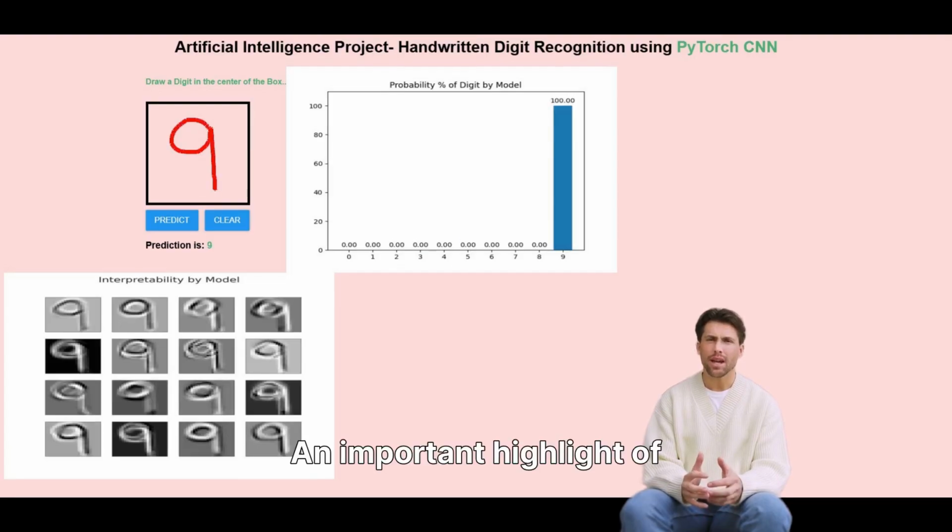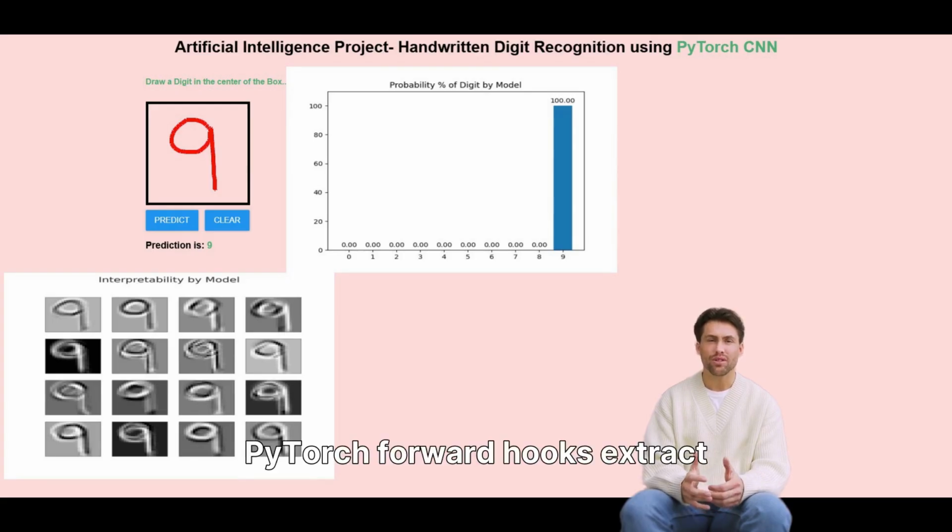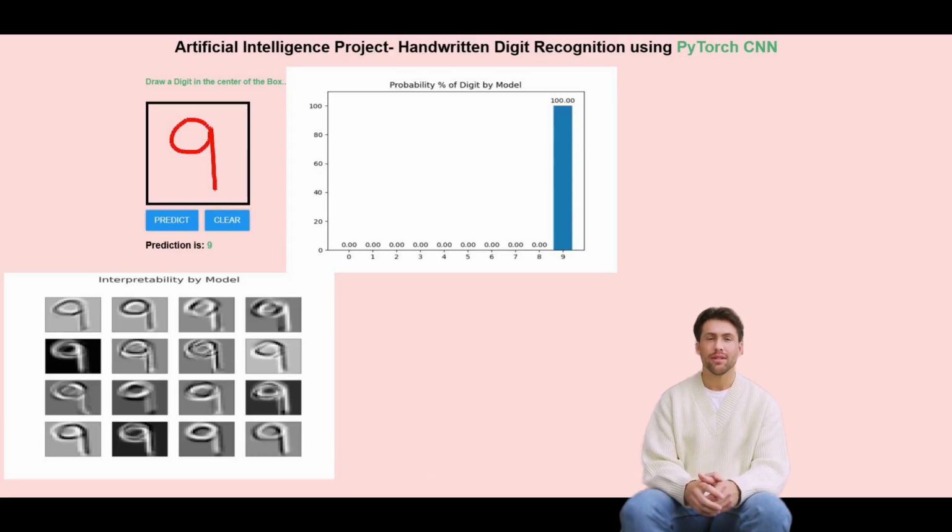An important highlight of this project is model interpretability. PyTorch forward hooks extract feature maps from each convolutional layer. These maps visualize how the CNN views the digit through different filters, helping users understand why the model predicted a certain number.